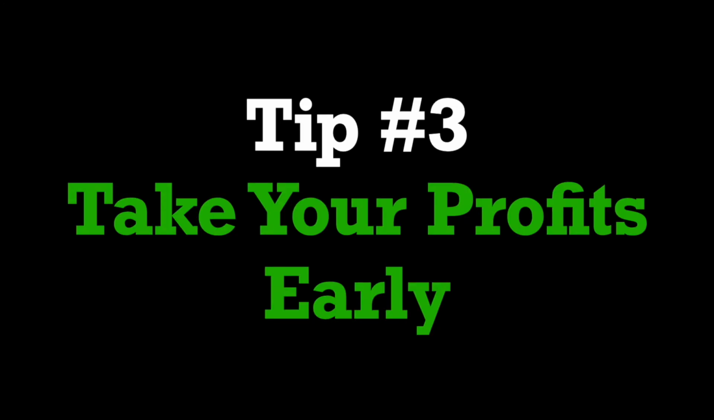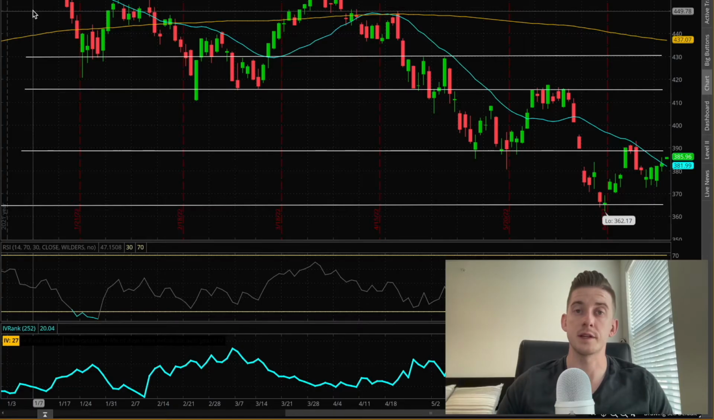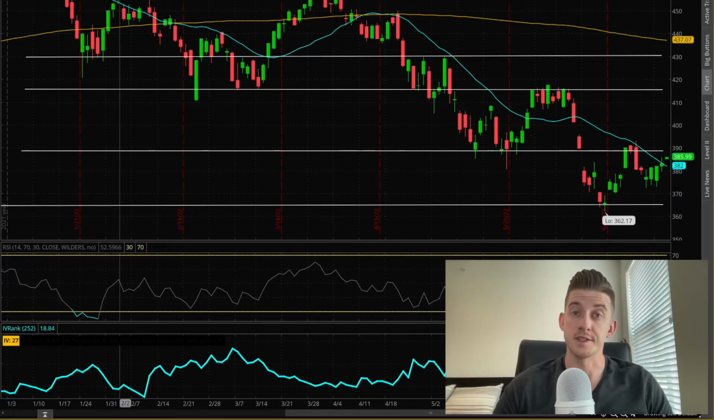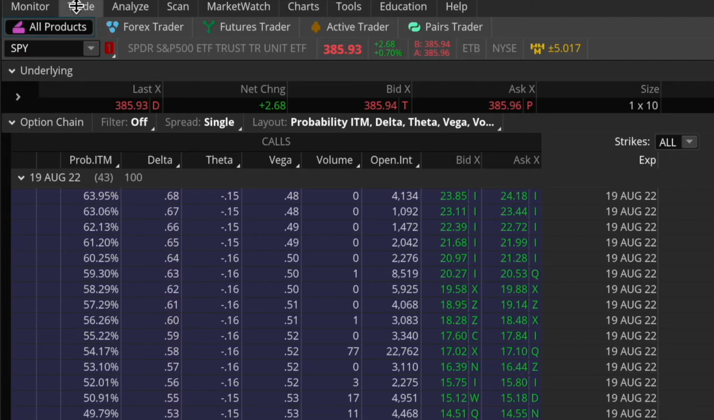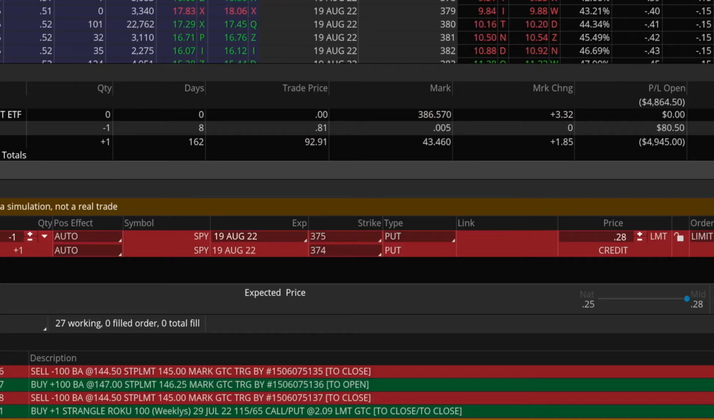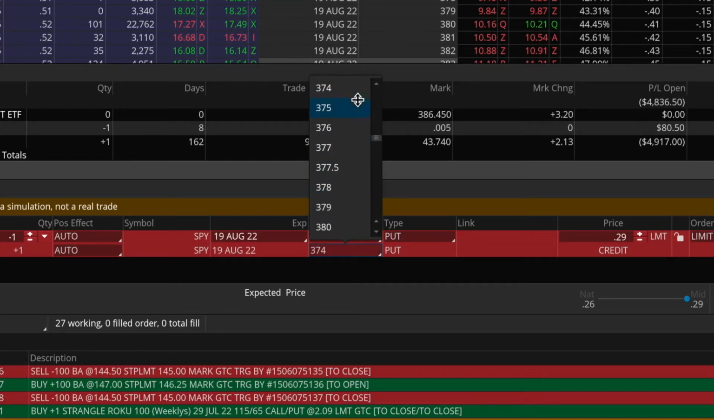And then lastly, tip number 3 is to take your profits early. Specifically, in my opinion, you should not be holding these trades all the way to expiration to make the maximum possible profit. So for example, if we come back to the trade tab again on SPY and take a look again at our put credit spread, and also let me go ahead and change the strikes here. If I were to make this trade, as I explained, I obviously would not make this a $1 wide spread. I'd probably make it at least a $10 wide spread. So that means the long strike here will be at least 365.